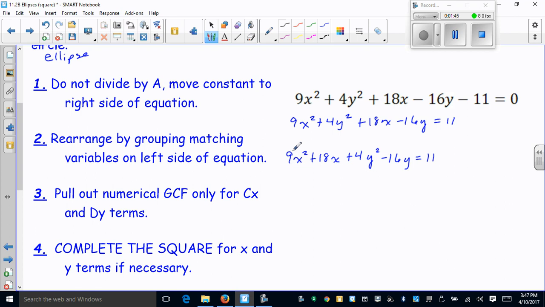So this is going to become 9 times x squared plus 18 divided by 9 is 2, 2x plus some number, plus 4 on this guy, y squared minus 4y, yes, I forgot the square, plus some number is going to equal 11 plus 9 times whatever that number is plus 4 times whatever that number is.